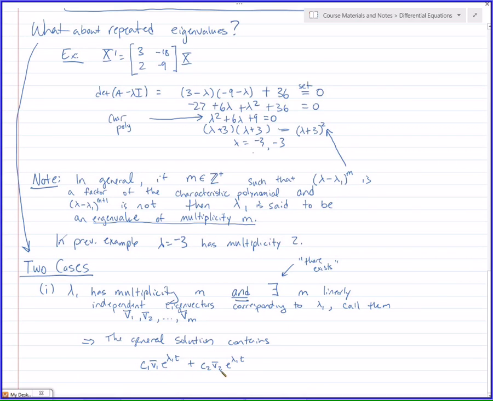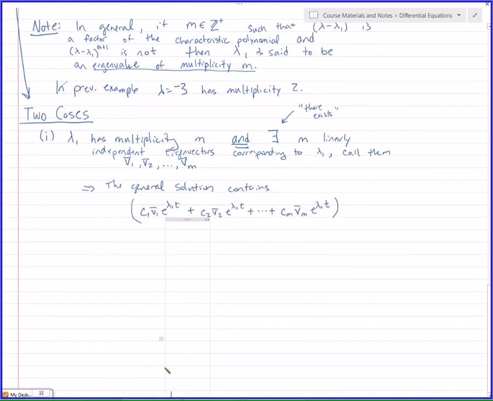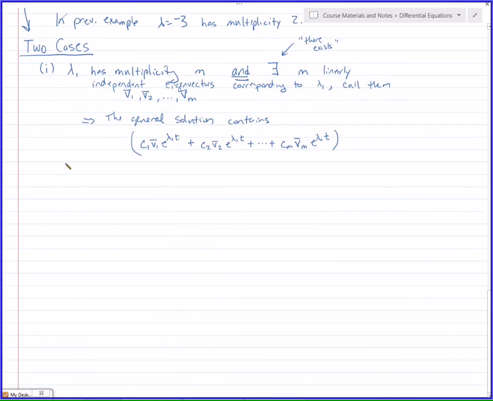But if you've got independent eigenvectors and you've got m of them, then here's part of your general solution. It's the part that goes with this lambda. So that's the easy case. We'll do an example of that. And then there's the messy case. What if it doesn't? Okay, so here's a possibility.